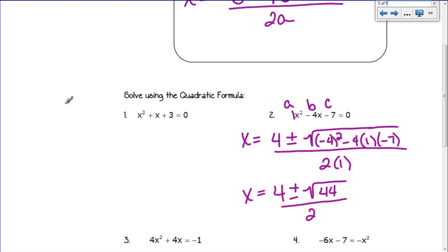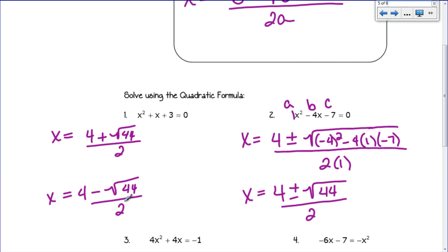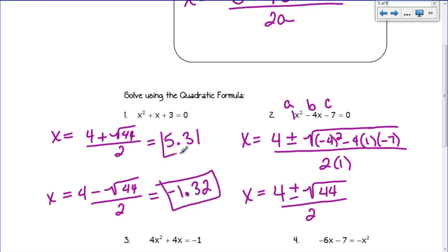So now this plus or minus means I'm going to have to solve this twice. To find x, I'm going to have to do 4 plus the square root of 44 divided by 2, and then I'm going to have to do 4 minus the square root of 44 divided by 2. And again, I have a calculator. I'm going to plug this into my calculator. I'm going to round to the nearest hundredth, and this one comes out to 5.31. This one comes out to negative 1.32.